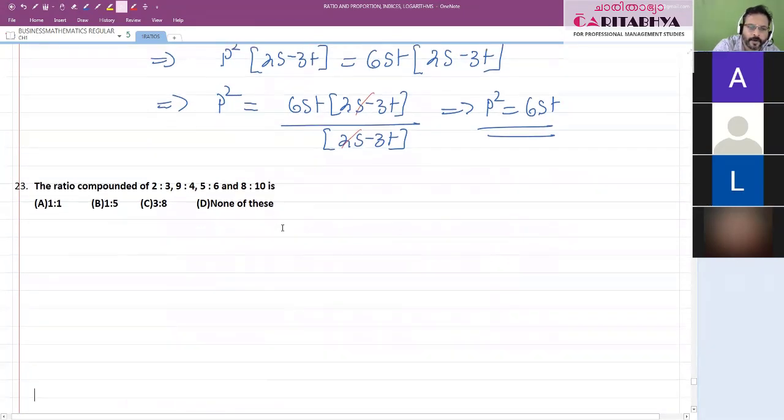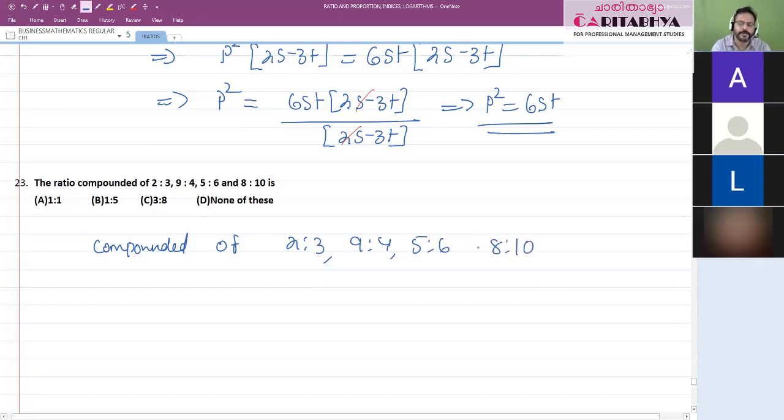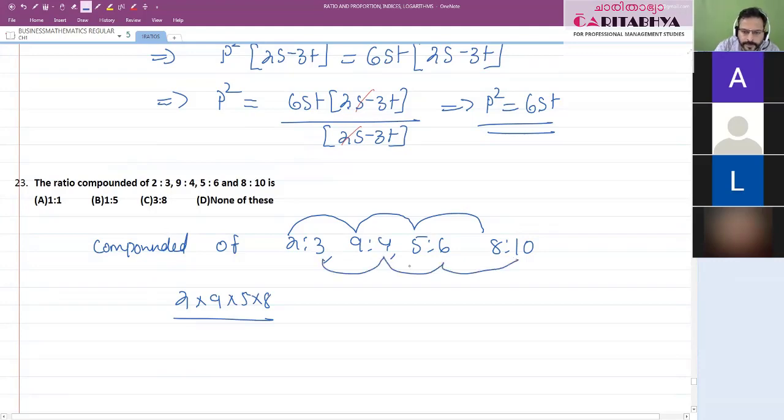The ratio compounded of 2:3, 9:4, 5:6, and 8:10. Okay, so compounded ratio means the product of antecedents is to the product of consequents. So the product of antecedents is 2, 9, 5, 8. So 2 × 9 × 5 × 8 divided by 3 × 4 × 6 × 10.